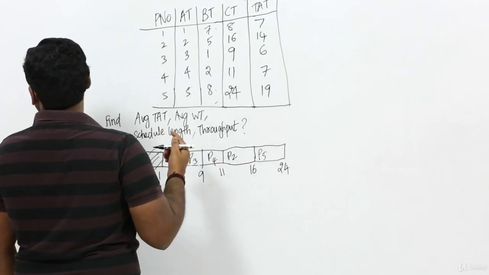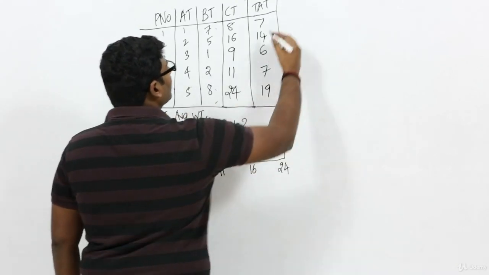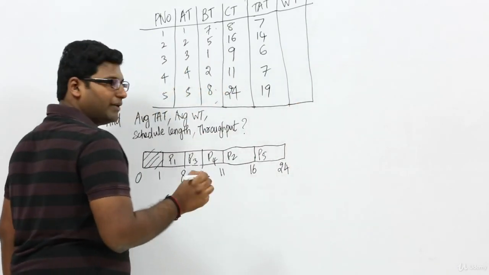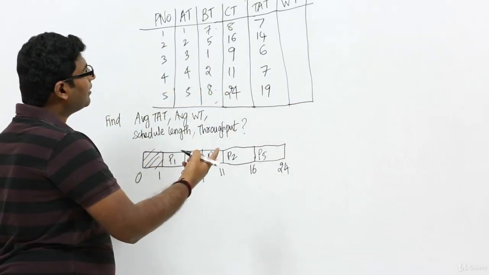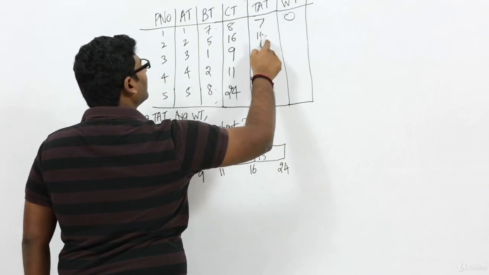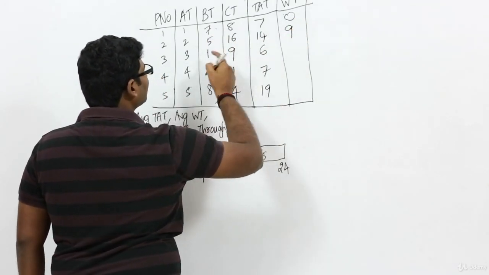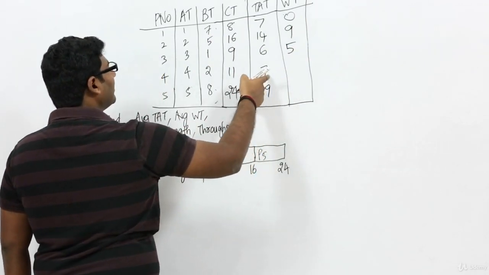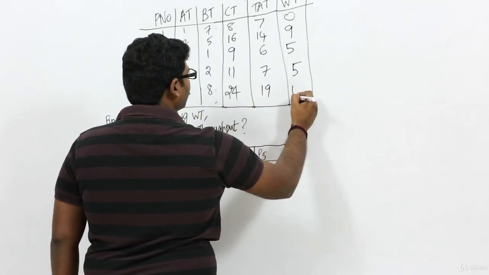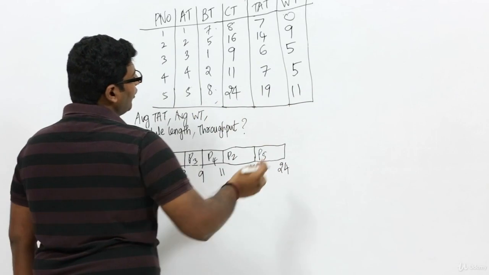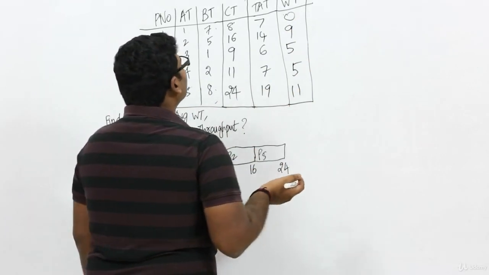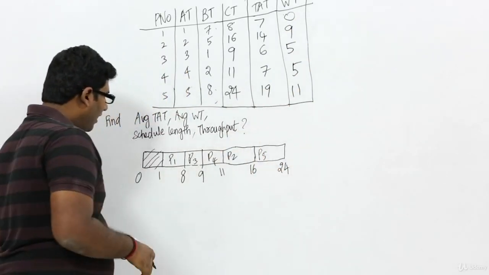Now after turnaround time, we have waiting time. Since our IO time is 0 for every process, waiting time is nothing but turnaround time minus burst time, which is 0. Turnaround time minus burst time, which is 9. Turnaround time minus burst time, which is 5. Again 5. And turnaround time minus burst time is 11. Again, if you add all these 5 values and divide by 5, you will get the average waiting time. Now we have computed the average turnaround time and average waiting time.